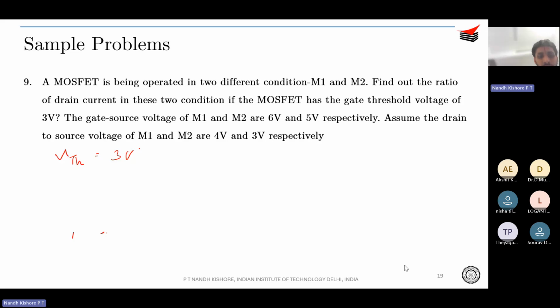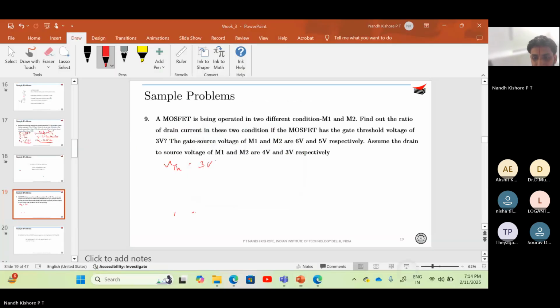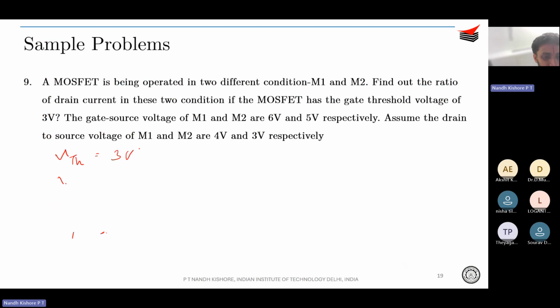Okay. So just jot down whatever is given. VGS1 is 6 volt. VGS2 is 5 volt, right? And assume the drain to source voltage of M1 and M2 are 4 volt and 3 volt. So VDS1 is 4 volt. VDS2 is 3 volt. Okay. So find out the drain current.